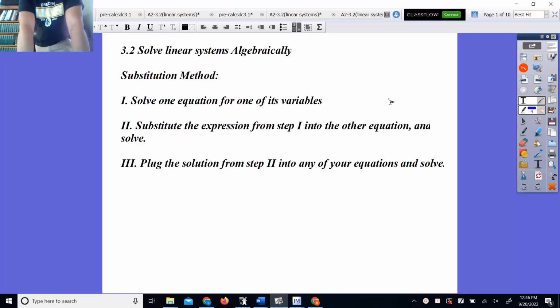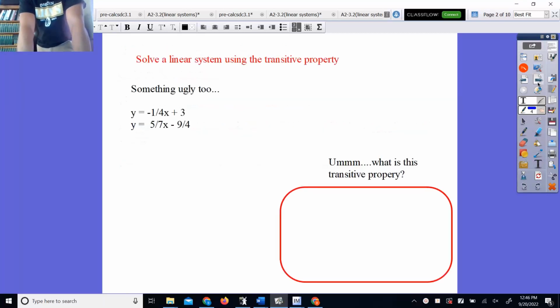Your notes are a little out of order. It talks about doing the substitution method first. We're actually going to do what's called the transitive property first. Solve a linear system using the transitive property. I doubt you know what the transitive property is. Does anybody know what it is?